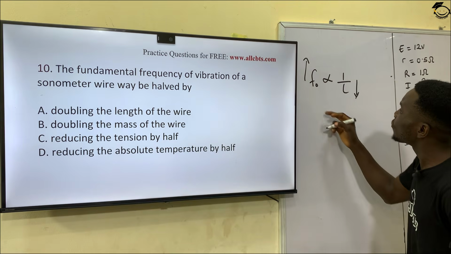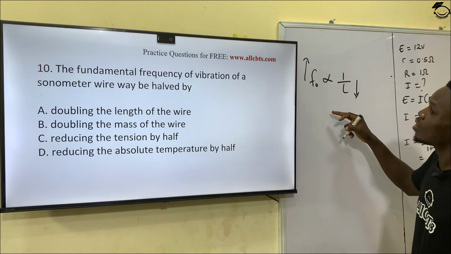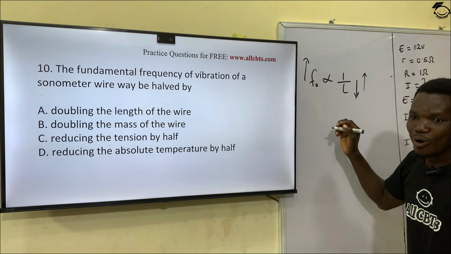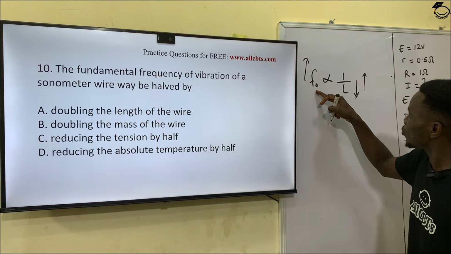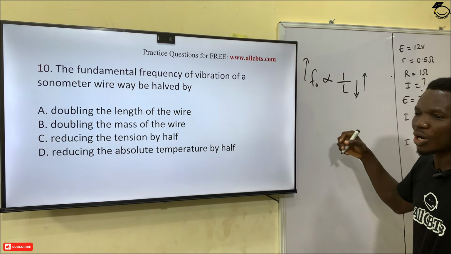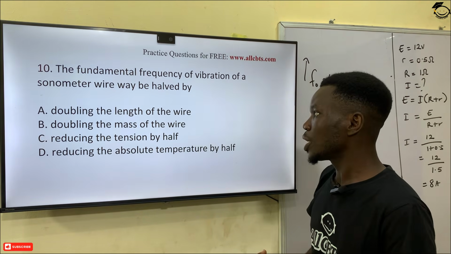So when you have the fundamental frequency, then automatically it means that the length is going to be what? Double. So long as you have the frequency, the length will be double. If you have the length, the frequency will be double. So they are working in what? Inverse relationship. So an increase in one leads to a decrease in the other.